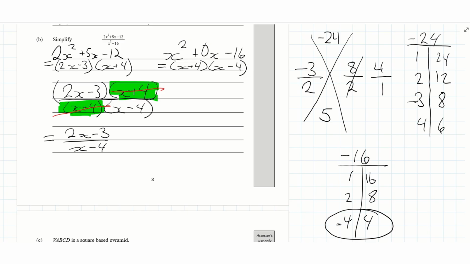If you were successful in factorizing your numerator, so if you are able to do this bit, you get an achieved mark. If you successfully found the simplified fraction, you got a merit. So just by doing this bit right here, you have successfully gotten achieved.